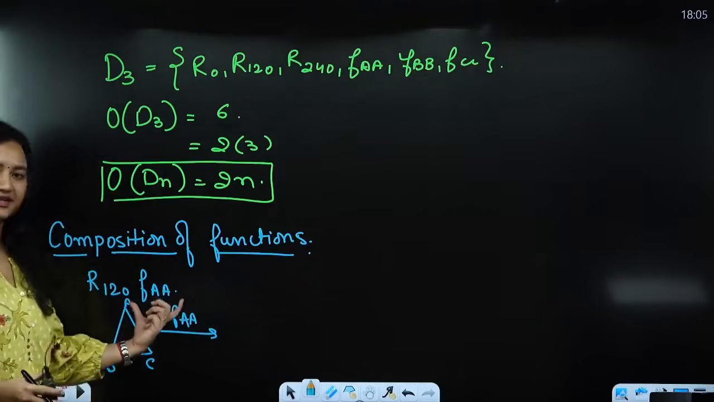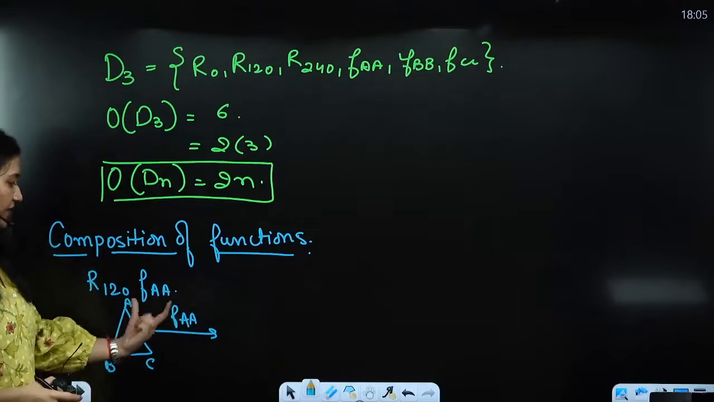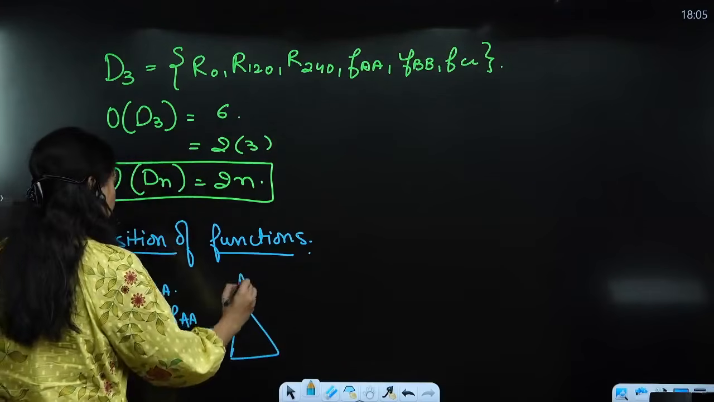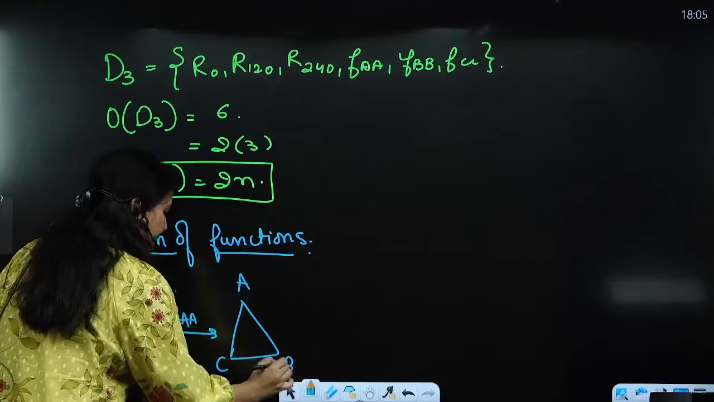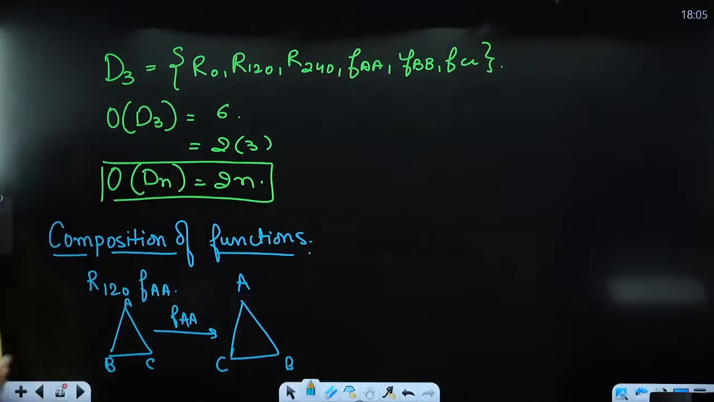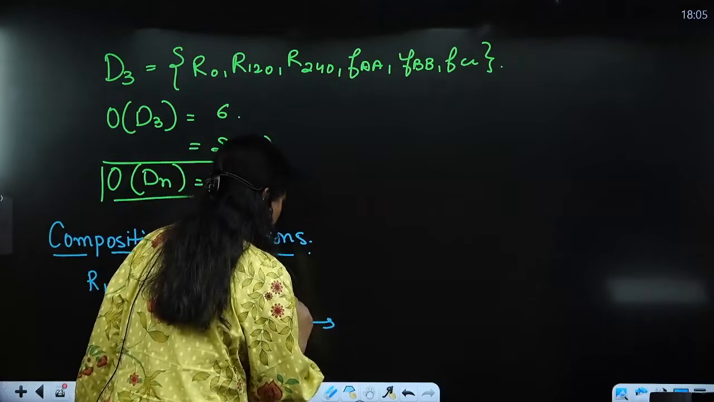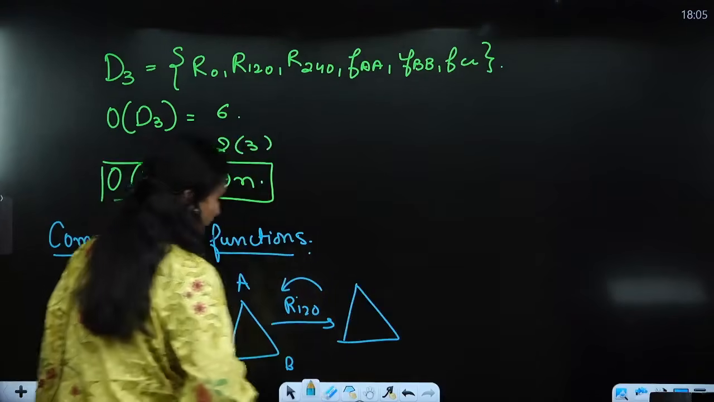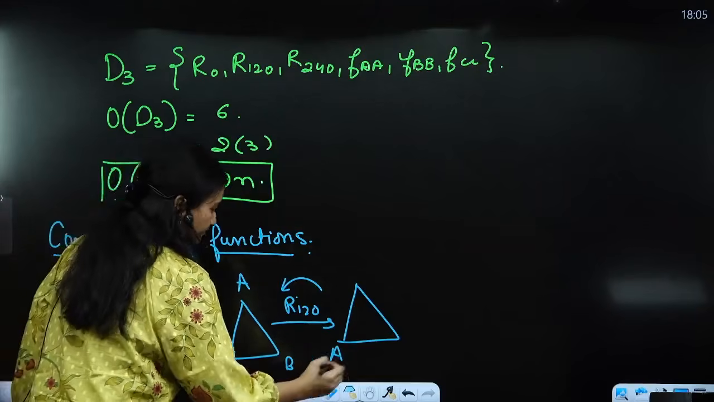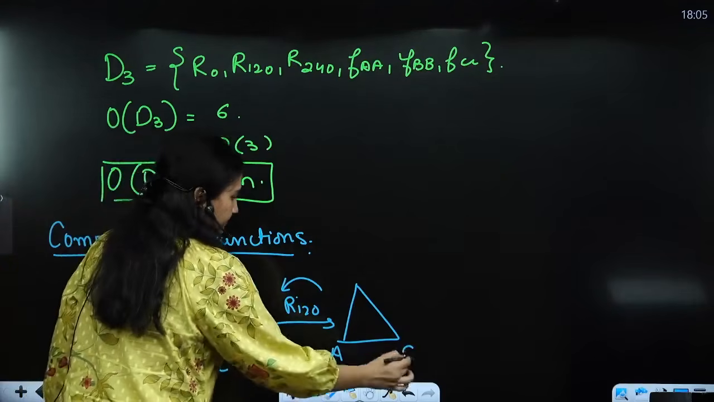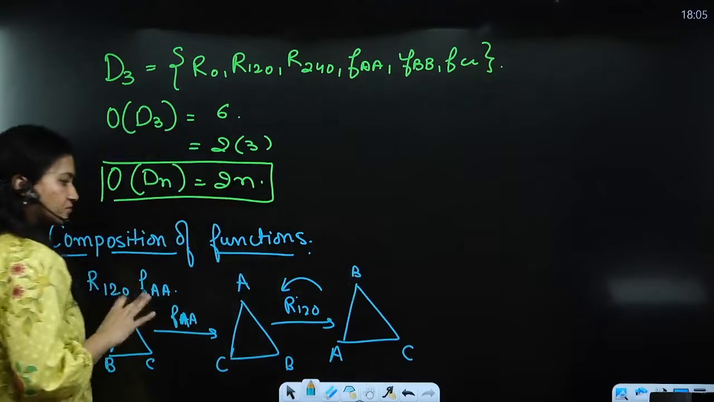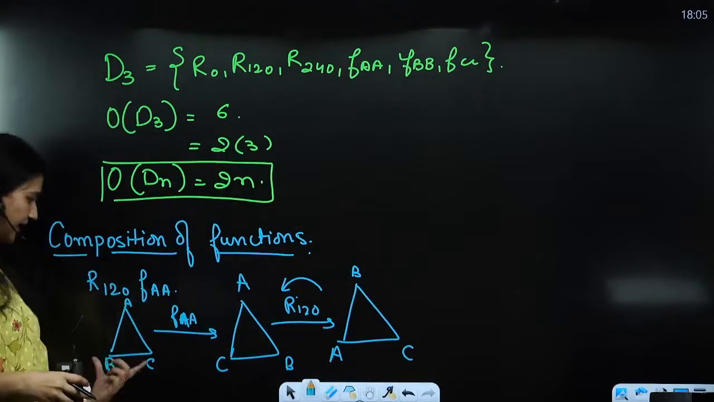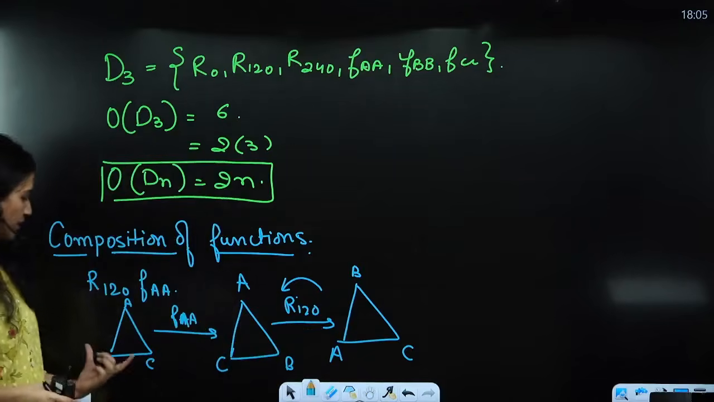पहले आप आगे वाला function लगाते हो, right? So FAA I'm applying, so A is going to be intact and B and C are going to switch places, and then you are going to apply R120 anti-clockwise, and that is going to be what? A, C and B, right?